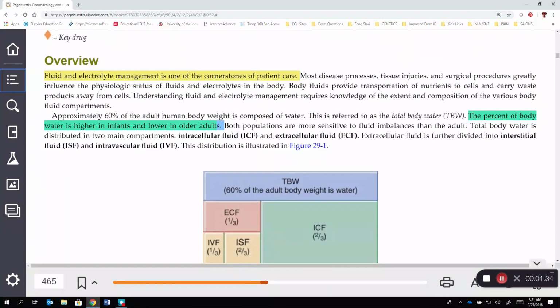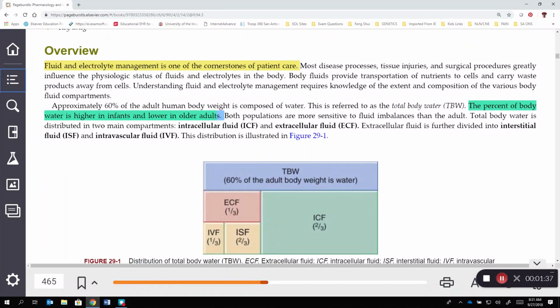All right, we start with the overview of the chapter. The management of fluid and electrolytes is one of the cornerstones of patient care. This is something you'll manage pretty much in every single patient you encounter. In some form or another, you will be managing this, so it's very important for you to understand the nuances of this whole area. As it goes on to say, most disease processes, most tissue injuries, and most surgical procedures greatly influence the physiologic status of fluid and electrolytes in the body. That's why it is one of the cornerstones of patient care.